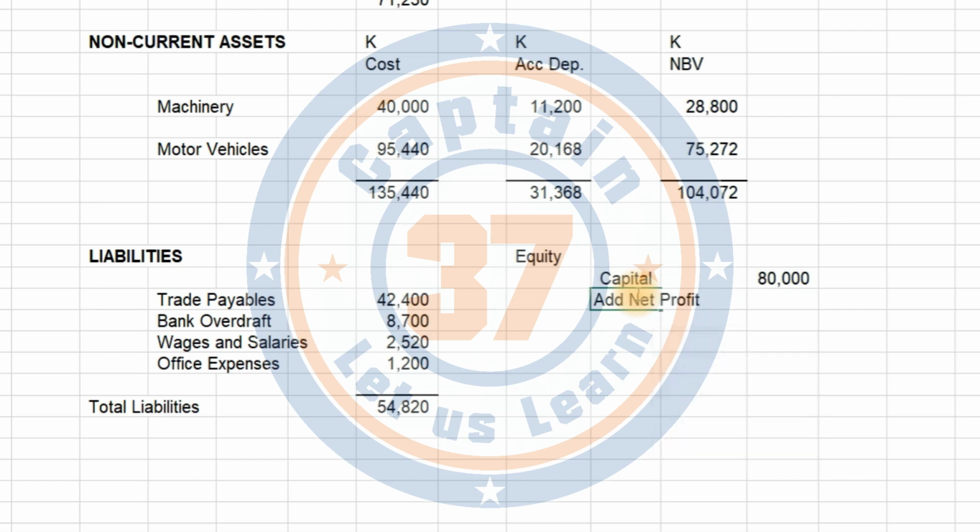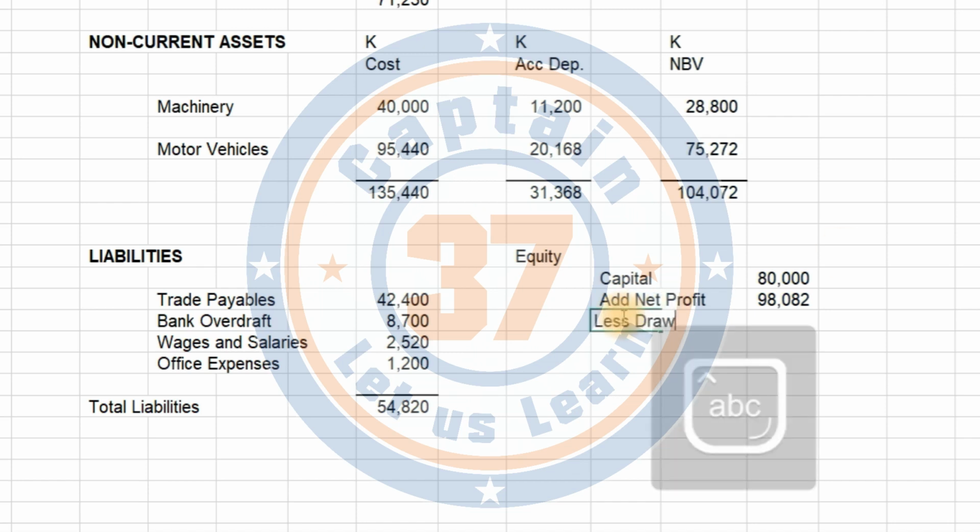Where do we get the net profit from? We get it from the statement of profit or loss, which I did show you how to prepare in the previous video. And we did find that our net profit was 98,082 kwacha. What follows then is we need to less drawings.